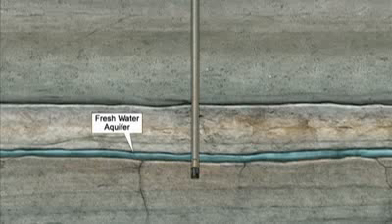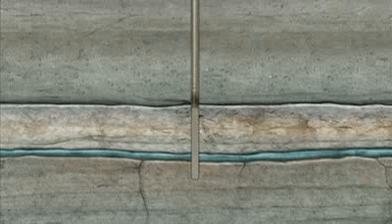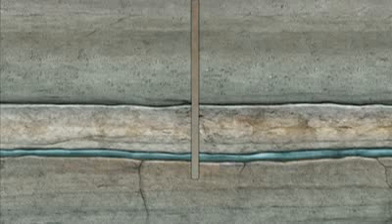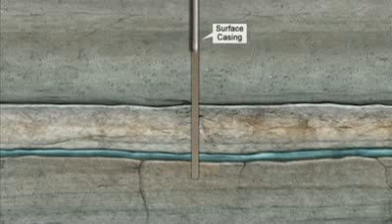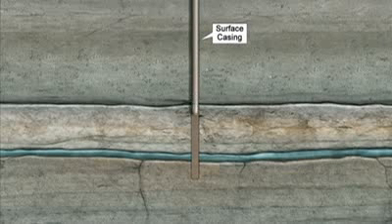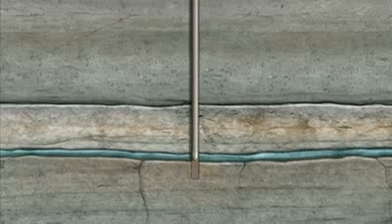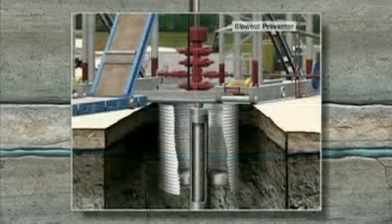The drill is removed, and a permanent pipe called a casing is inserted into the drilled hole and acts as a barrier to isolate the well from water zones. This casing also serves as a foundation for the blowout preventer.